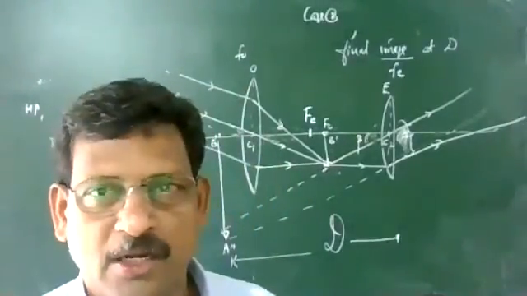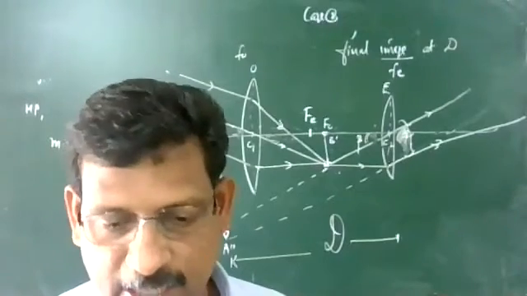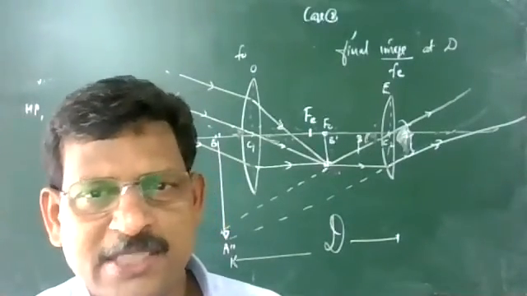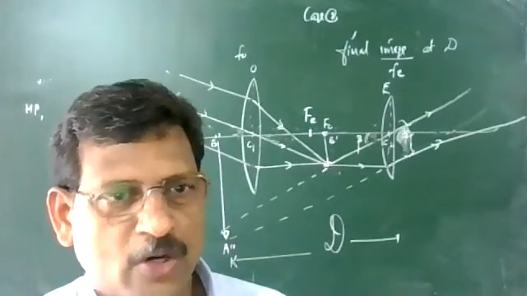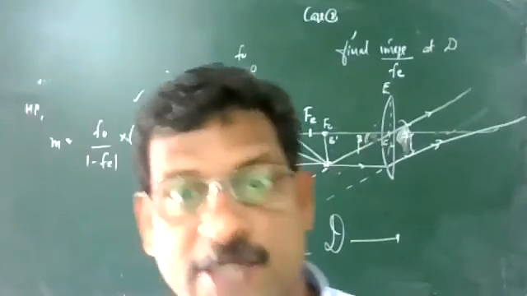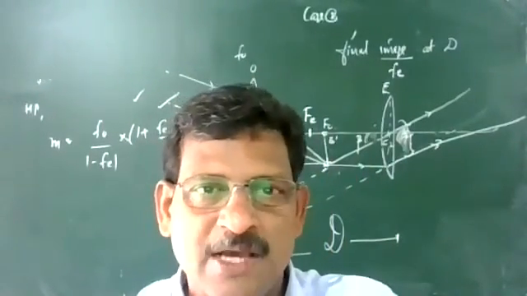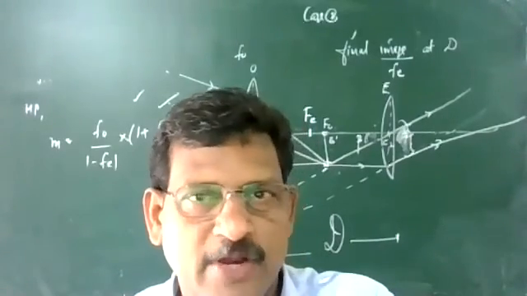This is the astronomical telescope of refracting type. So what are the disadvantages? We are going to the next point: the astronomical telescope that is called the reflecting type telescope. That is the improvement over the refracting type of telescope.